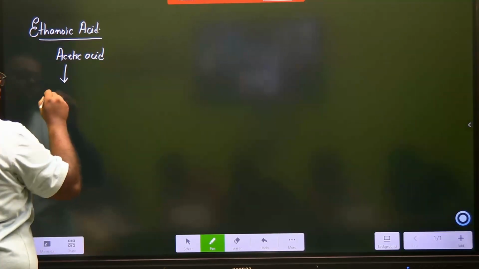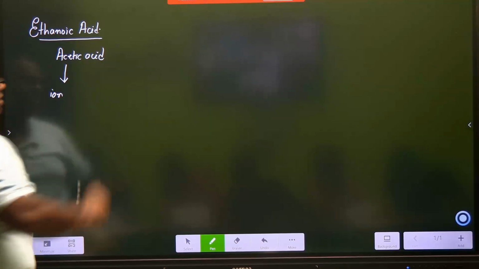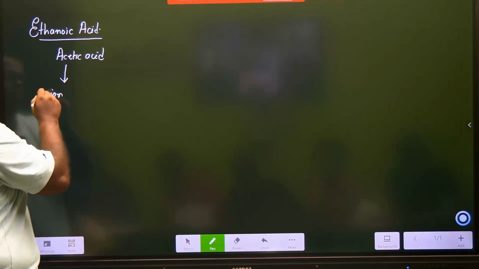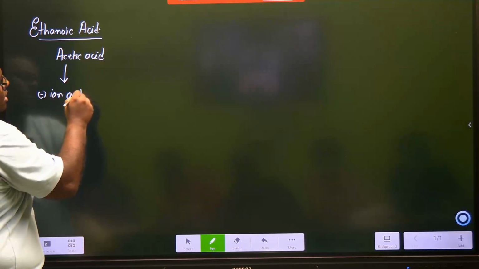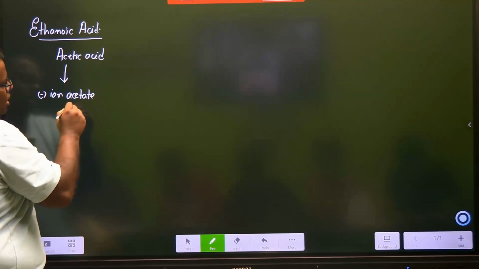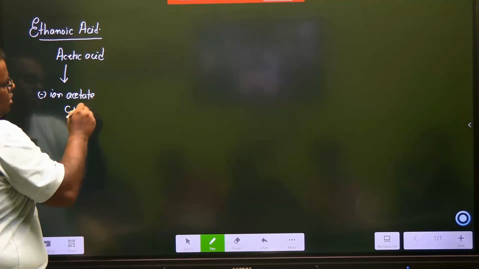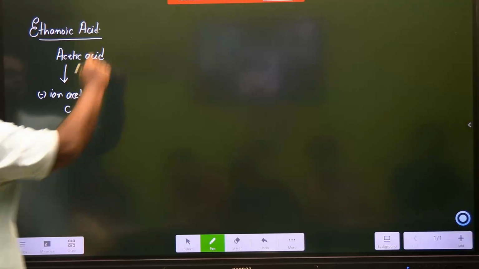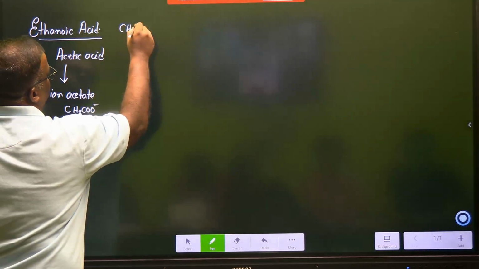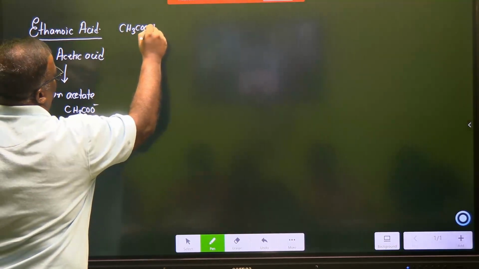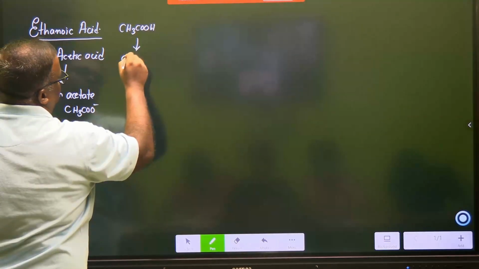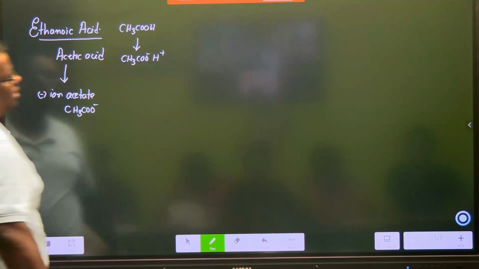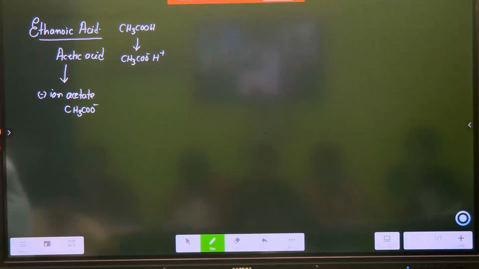Acetic acid contains an ion. An acid will always have a minus ion and a H plus. So it will have a negative ion, which is known as acetate. Acetate ion is always CH3COO minus. So what is ethanoic acid? CH3COOH means it is like CH3COO minus and H plus. This H plus is actually making it an acid.